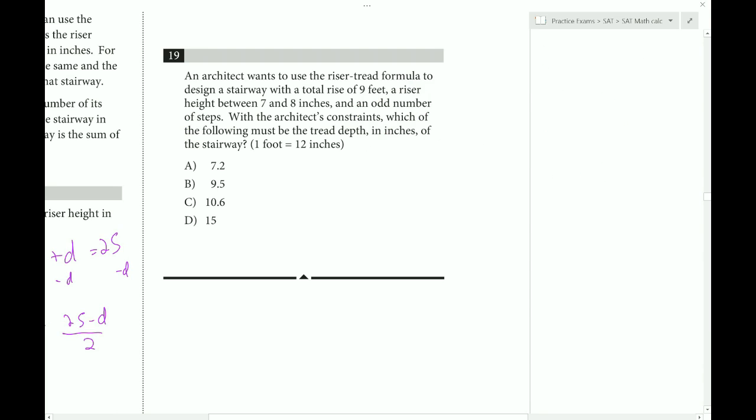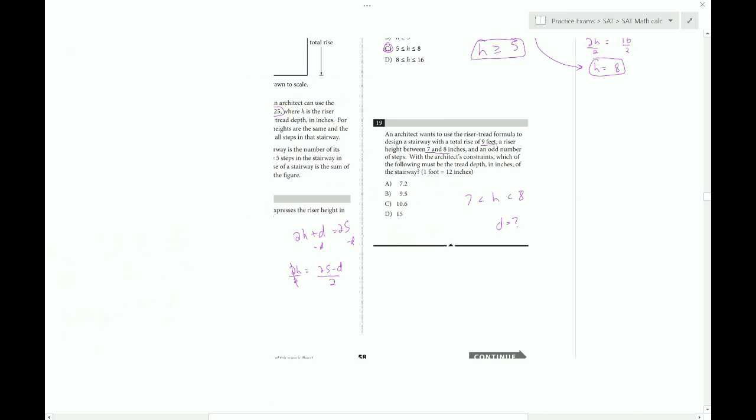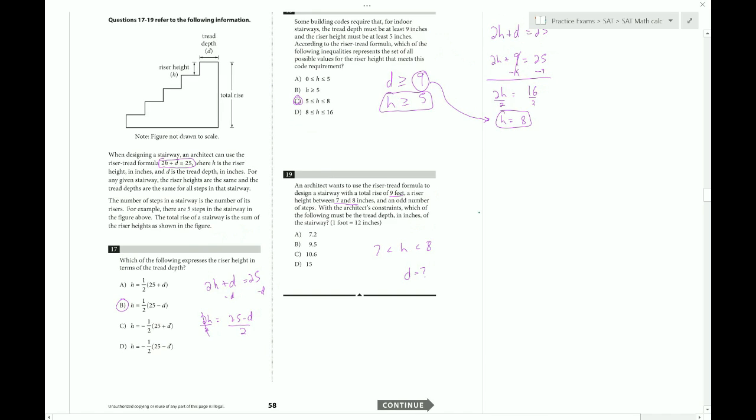An architect wants to use the riser tread formula to design a stairway with a total rise of 9 feet, a riser height, H, between 7 and 8, and an odd number of steps. With the architect's constraints, which of the following must be the tread depth? So what is D going to equal? Okay, so let's see here. So what is the total rise? How do we get that? Well, we multiply the riser height times the number of steps. So let's call the number of steps x. So if we take the riser height times x, that'll give us the total rise, which we want to equal 9, right?